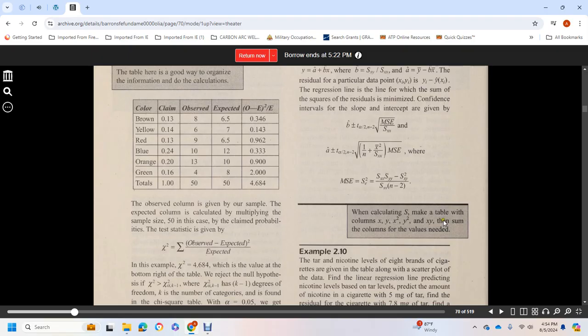When calculating, make a table with the columns x, y, x squared, y squared, and xy, with the sums of the columns giving the values needed.